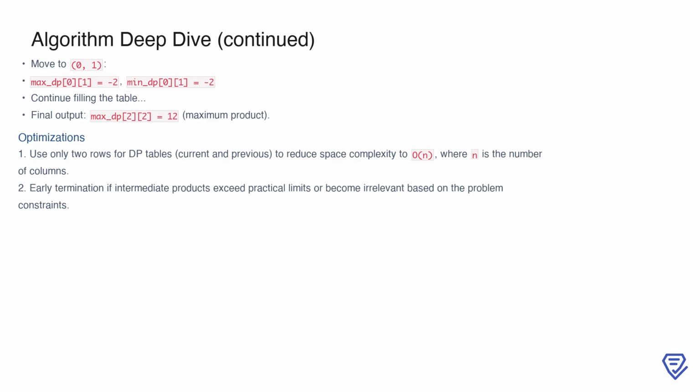Eventually, at the bottom right corner, (2,2), we find that the maximum product is 12. This is the result of the path that maximizes the product while avoiding sign flips that would make it negative. Additionally, we can optimize the algorithm further by reducing space complexity to O(n), using two rows for the DP tables. To handle edge cases, we could implement early termination if intermediate results become irrelevant or exceed practical limits. This ensures that our solution is both efficient and robust.